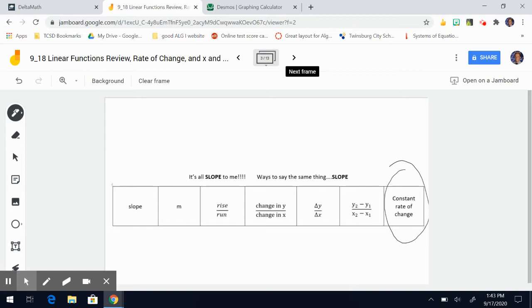Rise over run, change in y over the change in x. This one right here is delta y over delta x. That's kind of a science way to say it. Delta means change. And then here is your basic formula: y2 minus y1 divided by x2 minus x1. So we have a few operations going on: subtraction in the numerator, subtraction in the denominator, and then we simplify at the end with that division problem. And like I said, we are now going to call it a constant rate of change. So this is the new phrase instead of calling it slope.